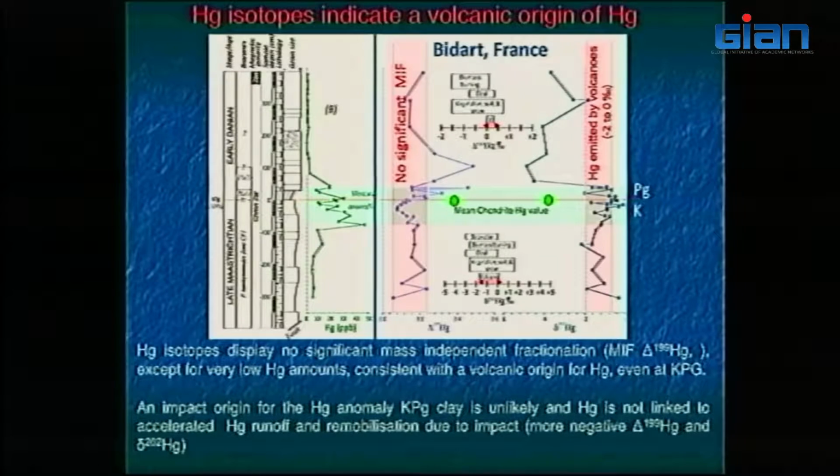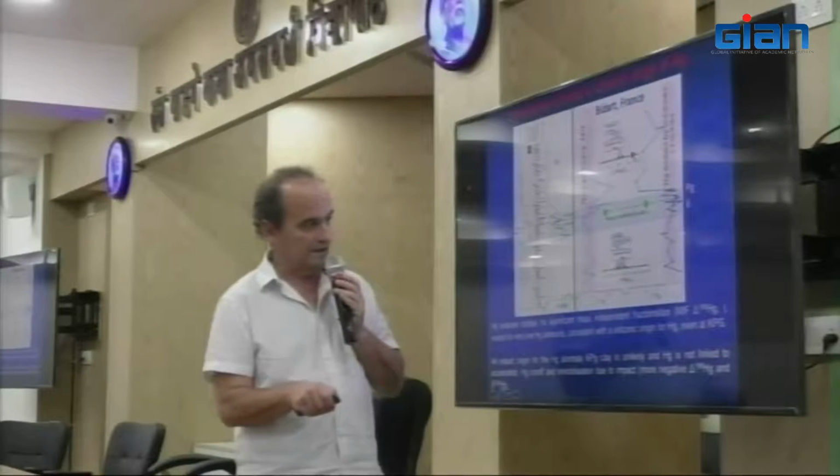Okay? So another thing, how to be sure that these anomalies are really linked to volcanic activity? This is really ongoing work. And here we can use, again, some geochemistry, which we did for the Bidart section where you have this nice anomaly. And here, in fact, you can separate the different origins of mercury by using some isotopes. And there are two kinds of isotopes. Here, these are the isotopes, the 202 isotopes and the 199 isotopes.